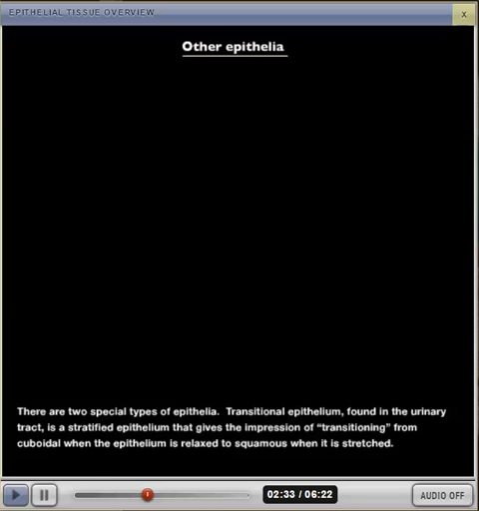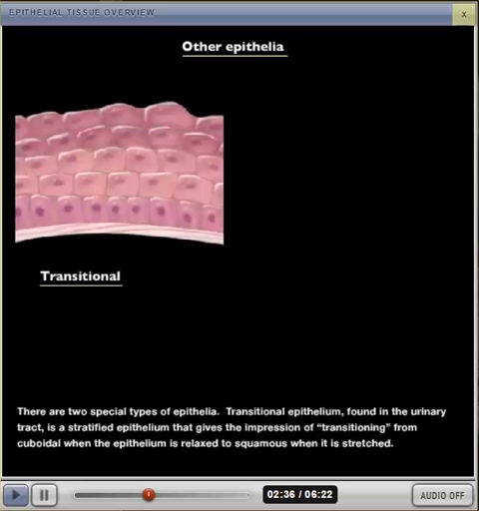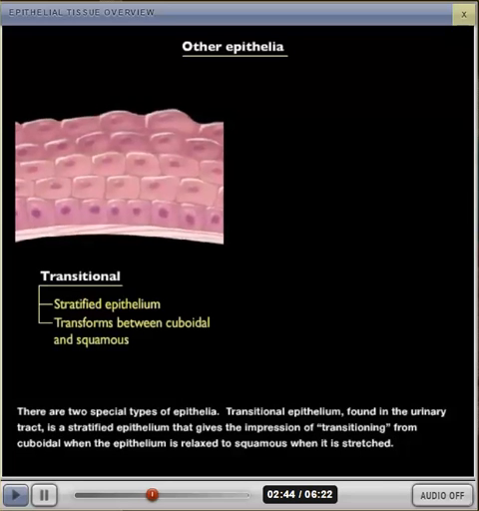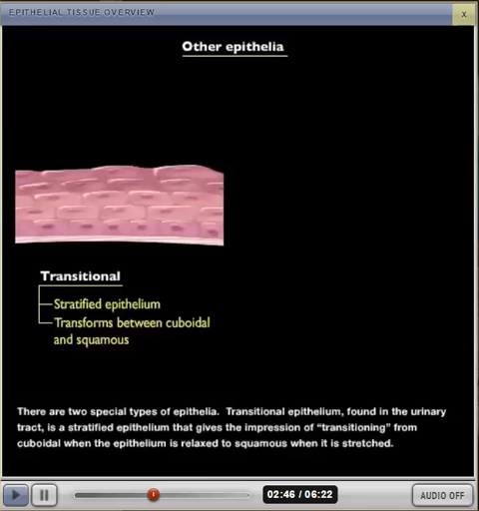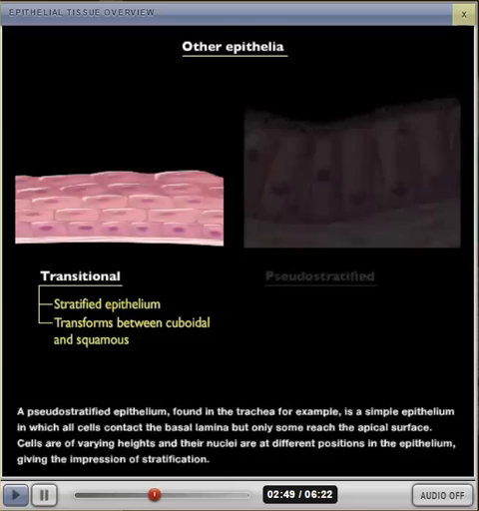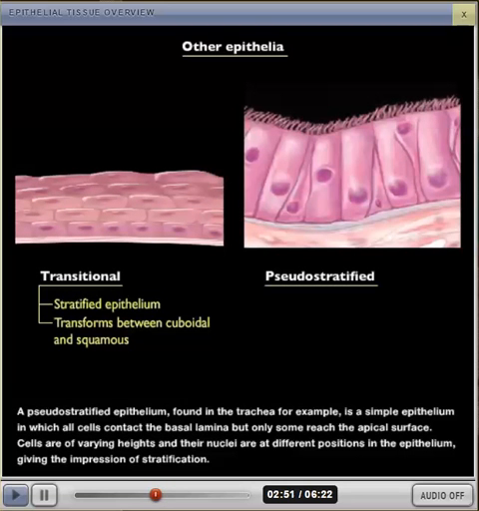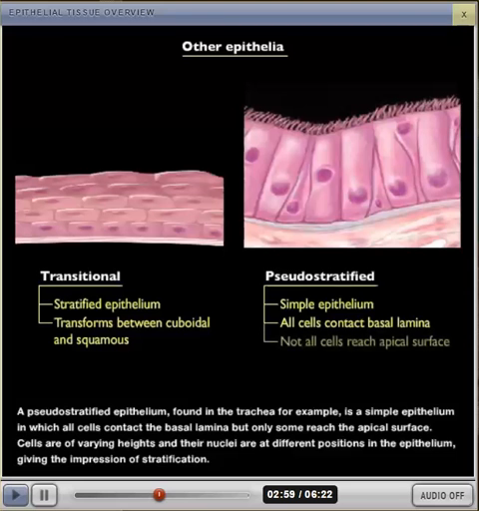There are two special types of epithelia. Transitional epithelium, found in the urinary tract, is a stratified epithelium that gives the impression of transitioning from cuboidal when the epithelium is relaxed to squamous when it is stretched. A pseudostratified epithelium, found in the trachea, for example, is a simple epithelium in which all cells contact the basal lamina, but only some reach the apical surface. Cells are of varying heights, and their nuclei are at different positions in the epithelium, giving the impression of stratification.